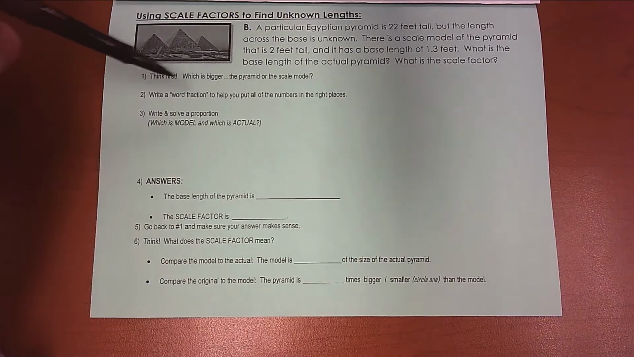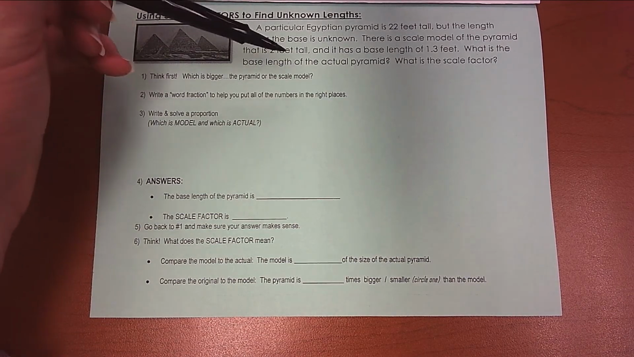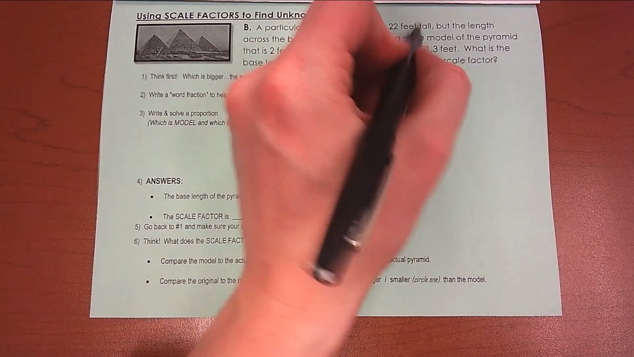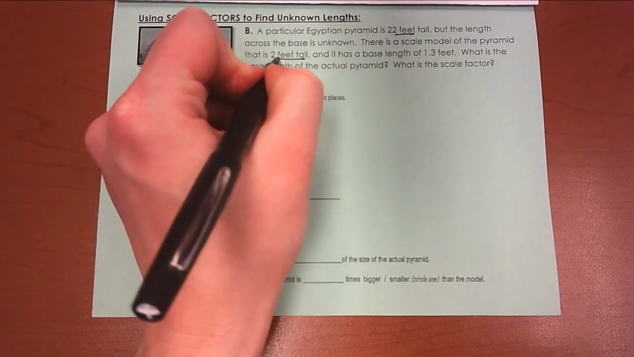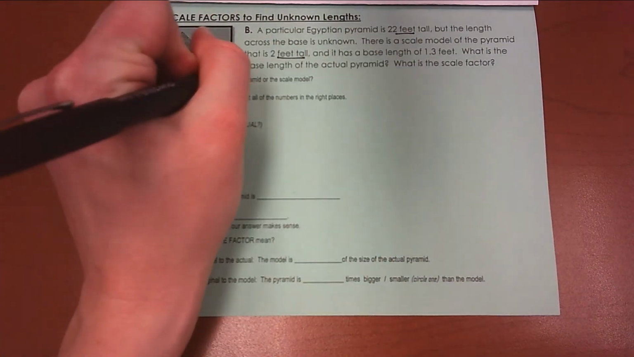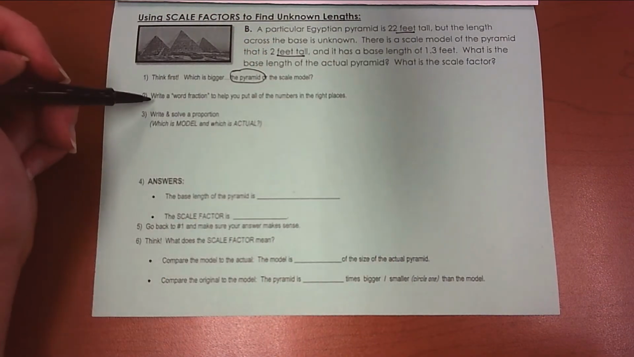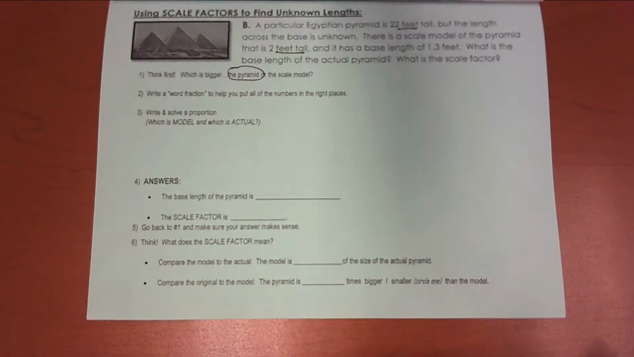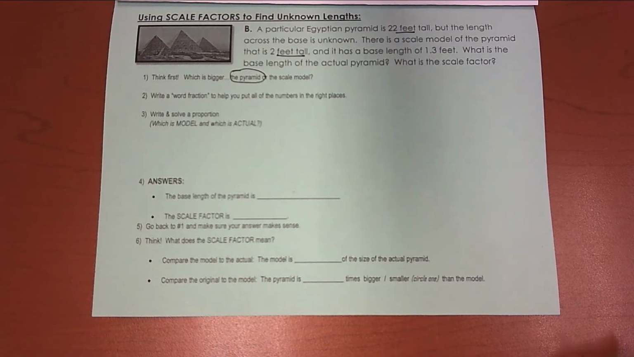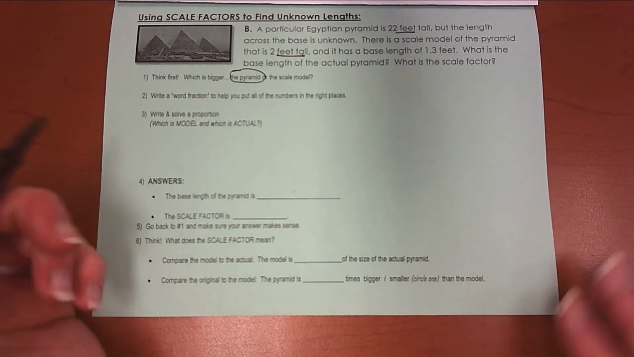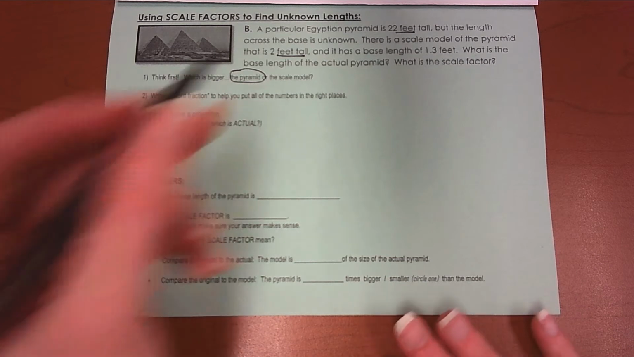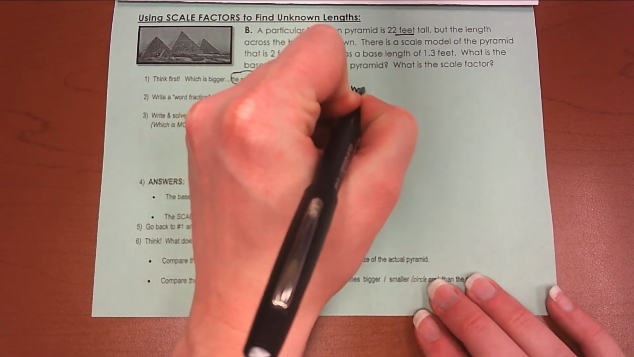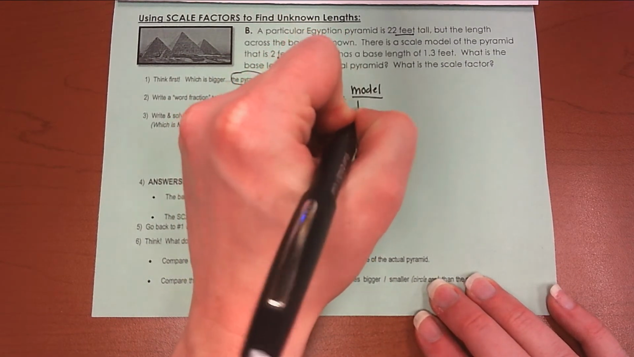First we have to think about which is bigger, the pyramid or the scale model. In this case, the pyramid is much taller than this model that we see, and so the pyramid is taller. It says write a word fraction to help you put all of the numbers in the right places. For our word fraction, we want our model over our original, so we want our model over our pyramid.